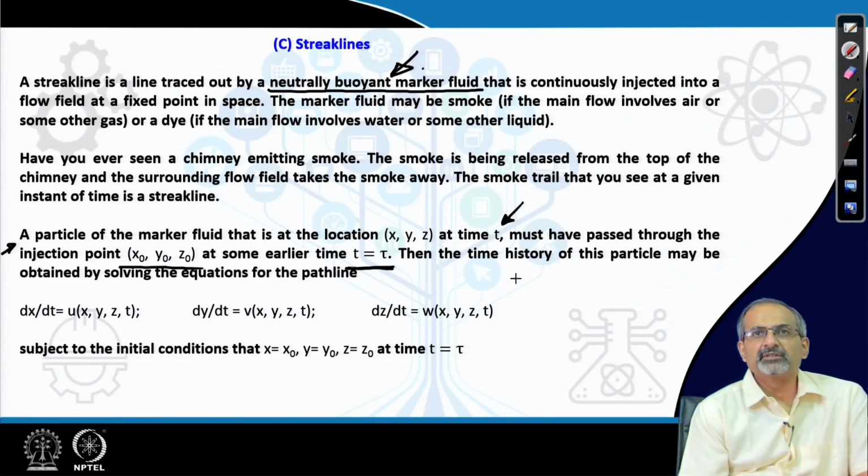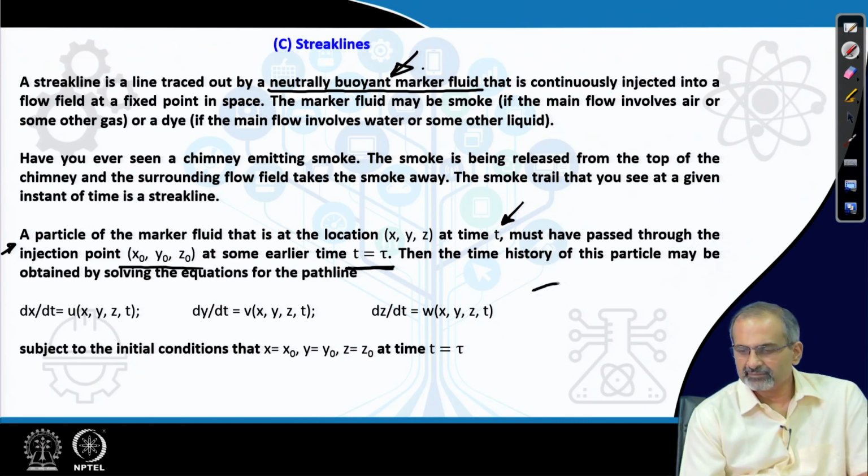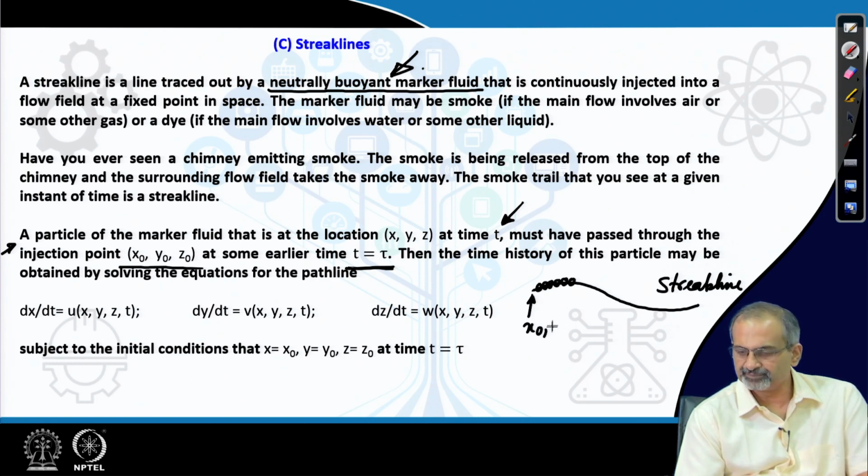Then the time history of this particle may be obtained by solving the equations for the path line. That means, if this is the streak line, remember that it is different from a path line. If this is a streak line, the streak line comprises many particles, one after the other, which are released from that injection point. Particles are being continuously released, and they are following one after the other this particular line, which we are calling the streak line. While the path line was what?